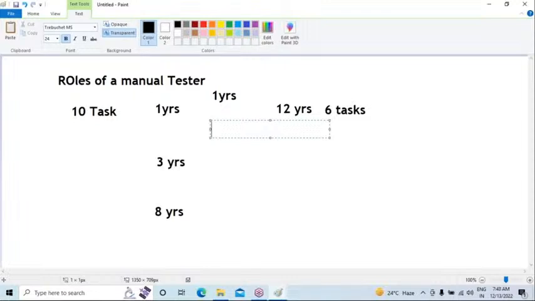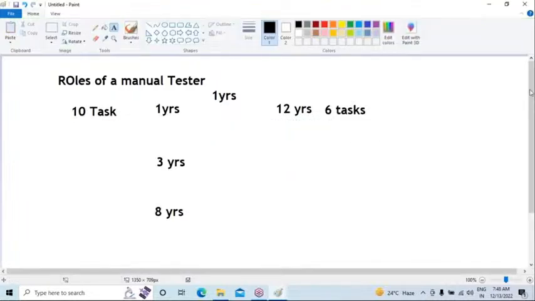If you want to work consistently throughout your career, you have to go through the testing tools. So tomorrow we'll see what the duties and responsibilities of a manual tester are in any company.